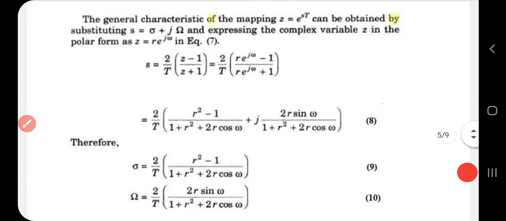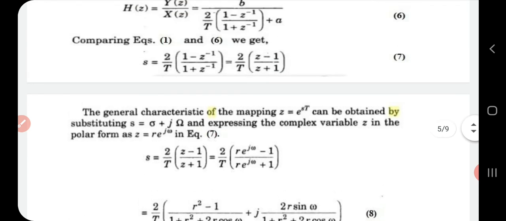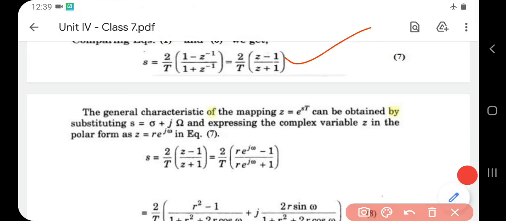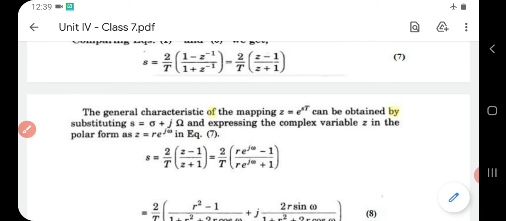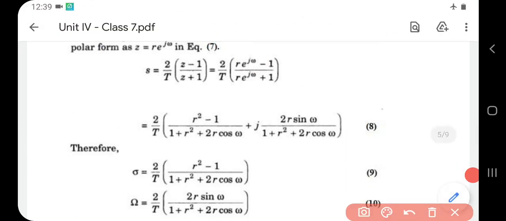Now, as already seen in the impulse invariance technique, the general characteristics of the mapping z equal to e raised to sT can be obtained by substituting s equal to sigma plus j omega and expressing the complex variable z in its polar form. What is it? r e raised to j omega, in equation 7. See, this is your equation 7. Now what you are doing is just replacing this z with its polar form, r e raised to j omega. So you will get this. How do you get this particular step? You are multiplying both the numerator and denominator with r e raised to minus j omega minus 1. Then you will reach this particular equation.